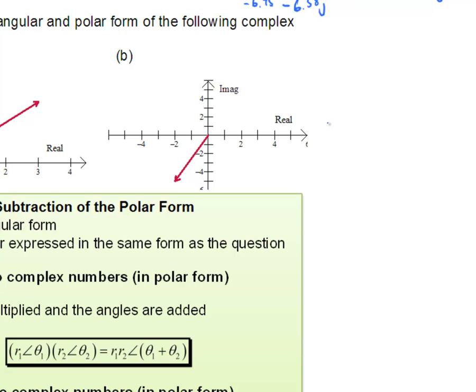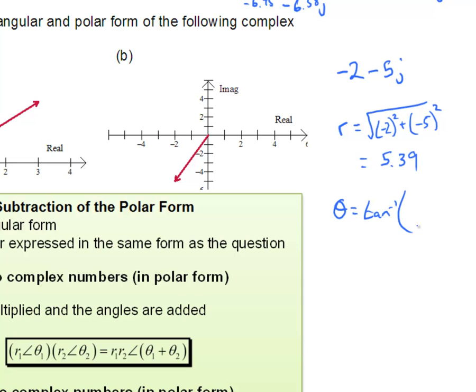For example B here, we have 1, 2 to the left, so minus 2 minus 5j is the rectangular form. For the polar form, we need r, and that again is going to be a squared or minus 2 squared plus b squared or minus 5 squared. And we go ahead and do that, we get 5.39. And then we need theta, and theta is going to be the tan inverse of b over a, or in this case, negative 5 over negative 2. And if we go ahead and do that, we see that we get 68.2.